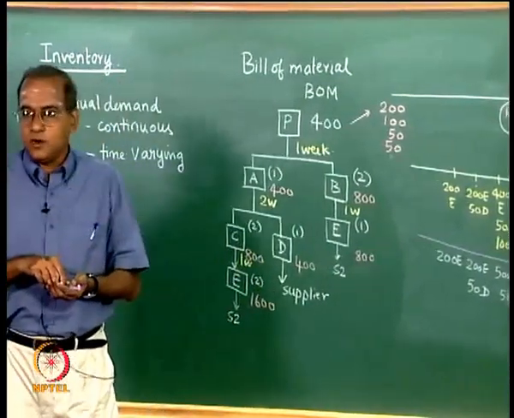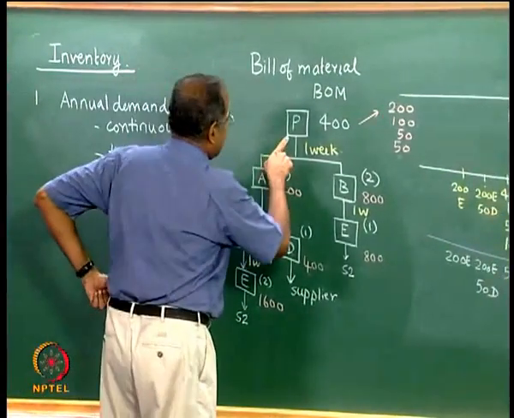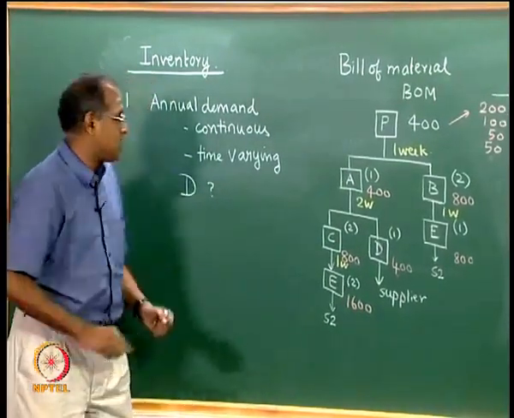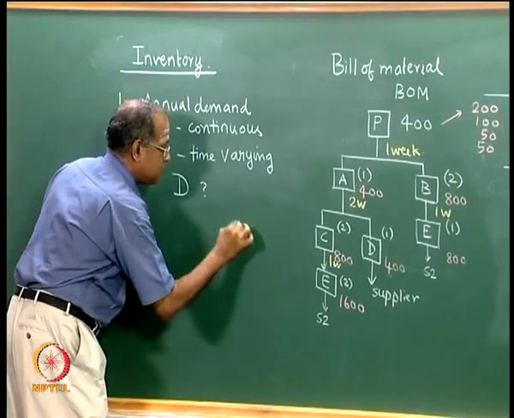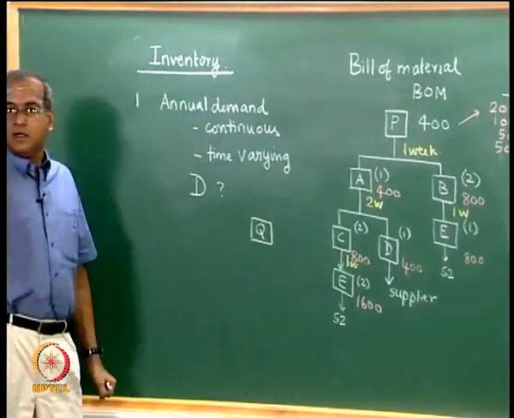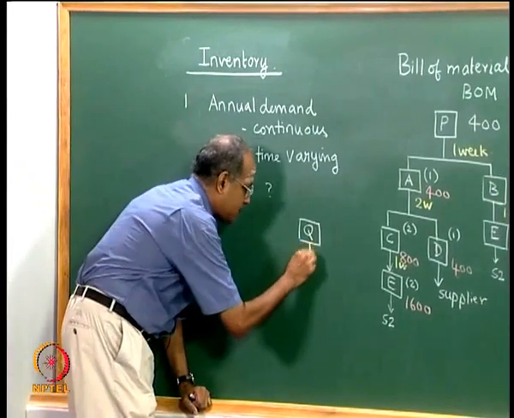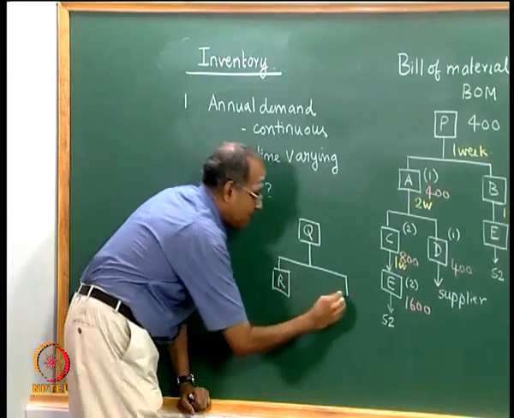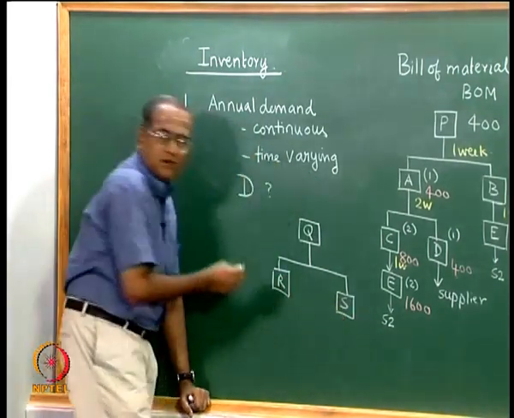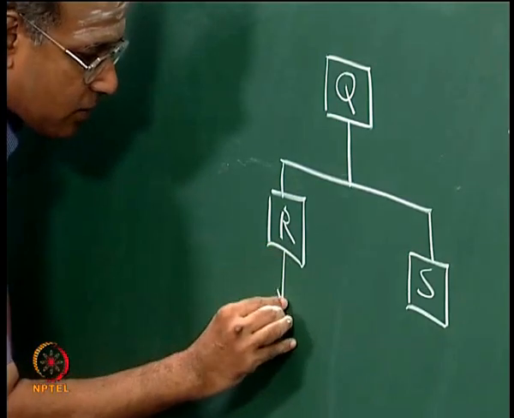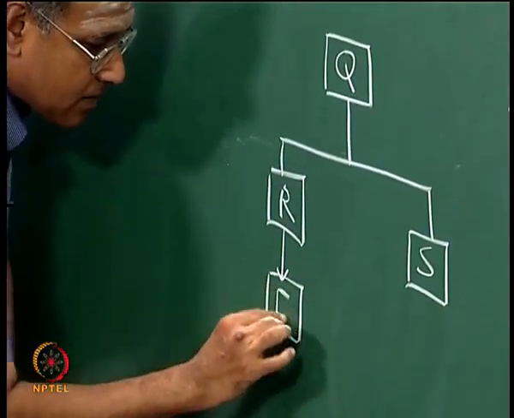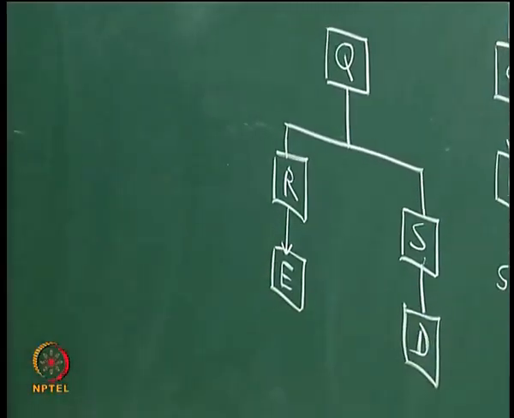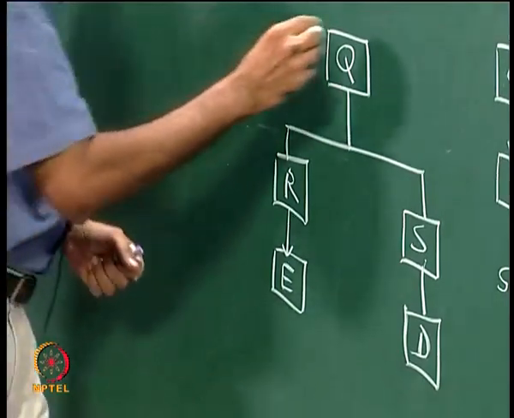Now the next thing that we can look at is, it is not that the organization produces only one P. So it could be producing another product, say Q, which is another product, and then this Q would also depend on, for example, let us say this would depend on two subassemblies R and S, and just to make the illustration simpler, let us say R would depend on E and S would depend on D.